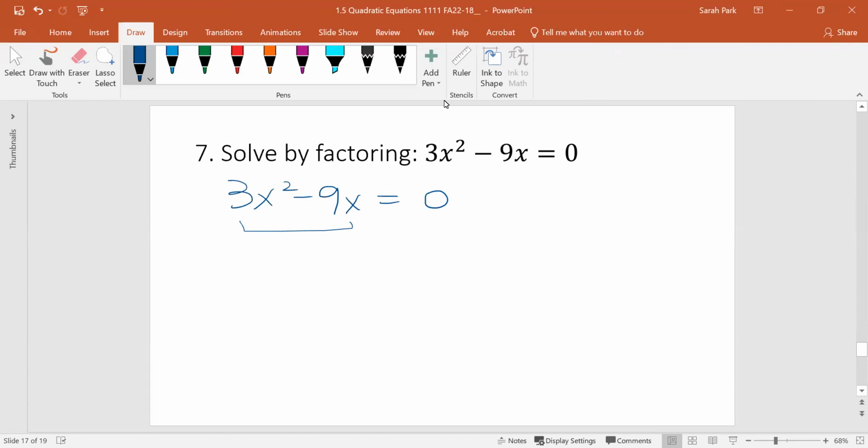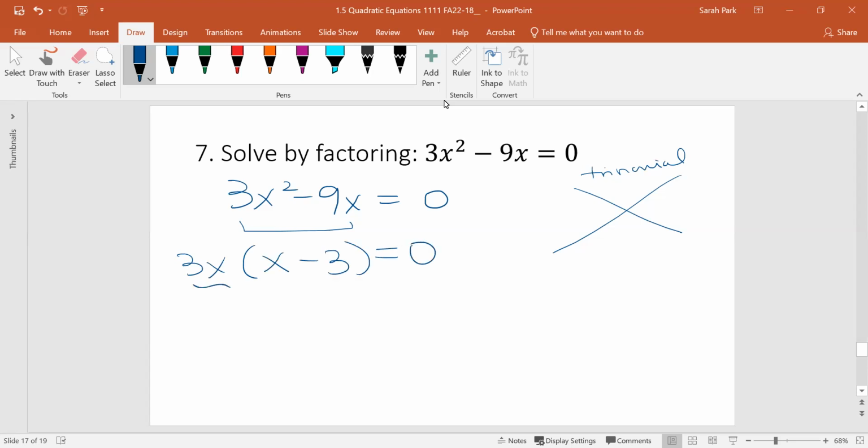Sometimes I notice you trying to do the cross method. This only works for trinomials, where you put the C term and then the middle term. You notice here there is no C term. So you're just going to factor out what's common, kind of like factoring by grouping, but this is only one group. What's common in 3x squared minus 9x is 3x. We can factor out 3x. That leaves x minus 3 inside the parentheses, and then we have our two factors.